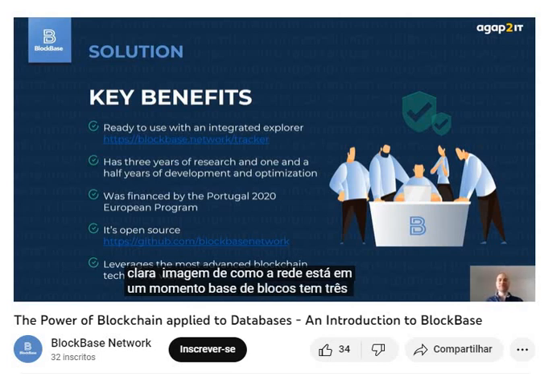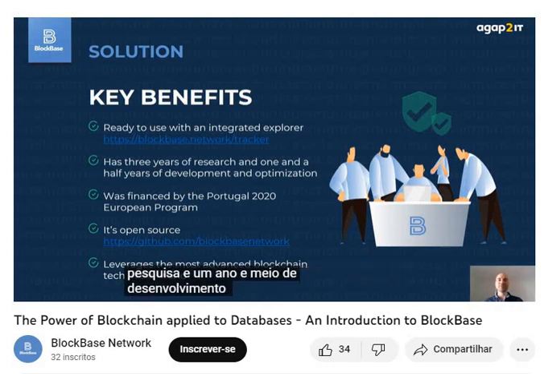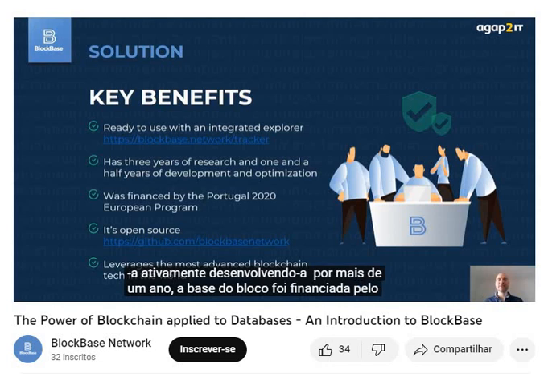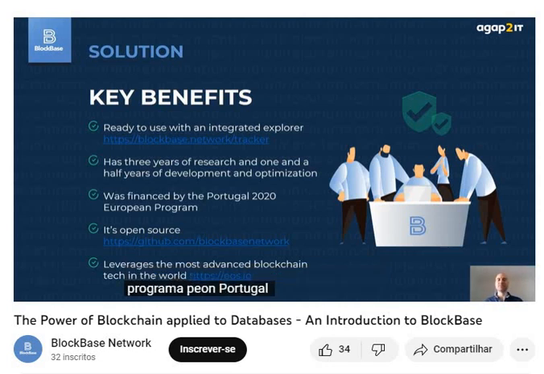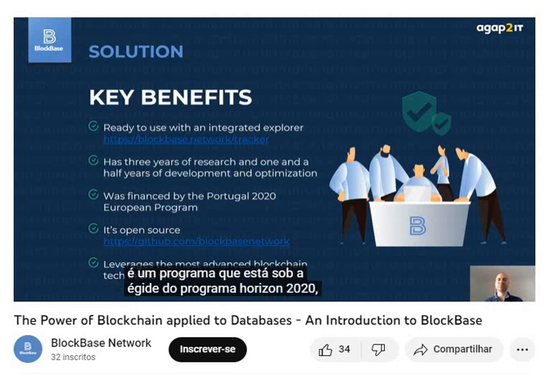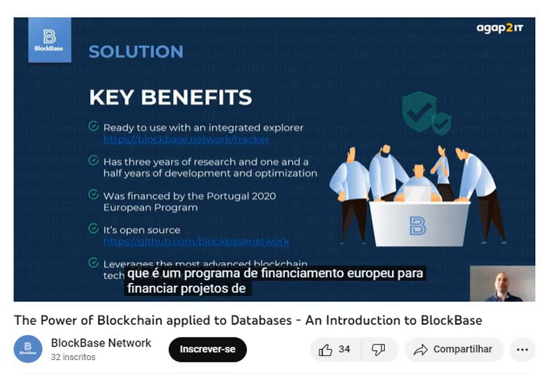BlockBase has 3 years of research and 1.5 years of development and optimization. So we've been thinking about BlockBase for a long time now, and we've been actively developing it for more than a year. BlockBase was financed by the Portugal 2020 European program. So the Portugal 2020 program is a program that's under the umbrella of the Horizon 2020 program, which is a European funding program to fund cutting-edge R&D projects in Europe.